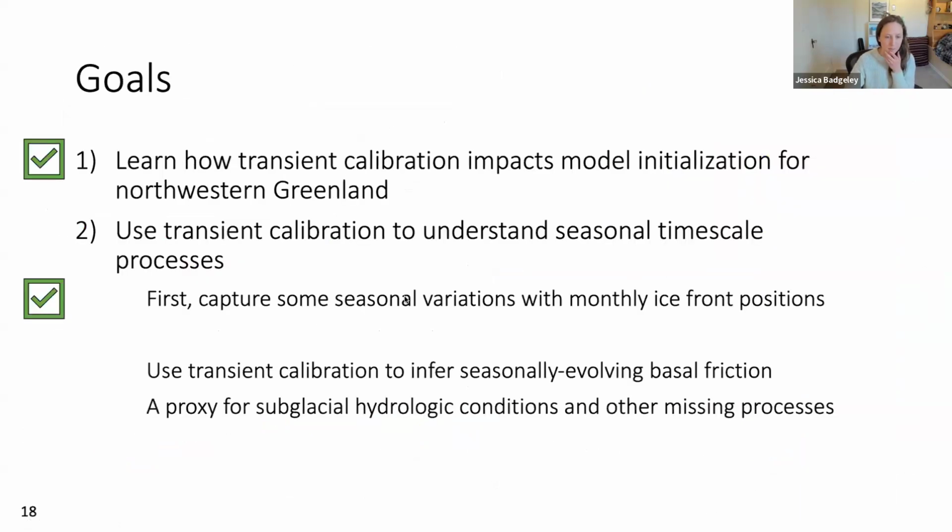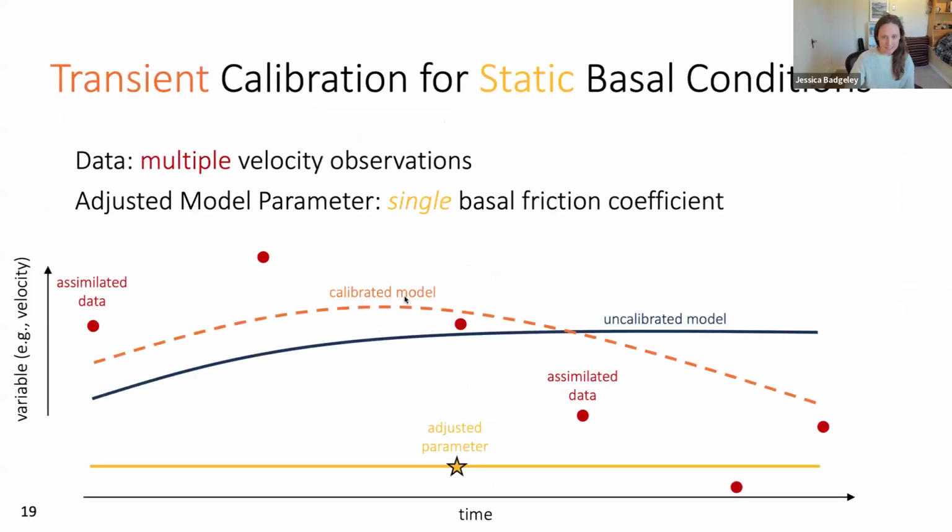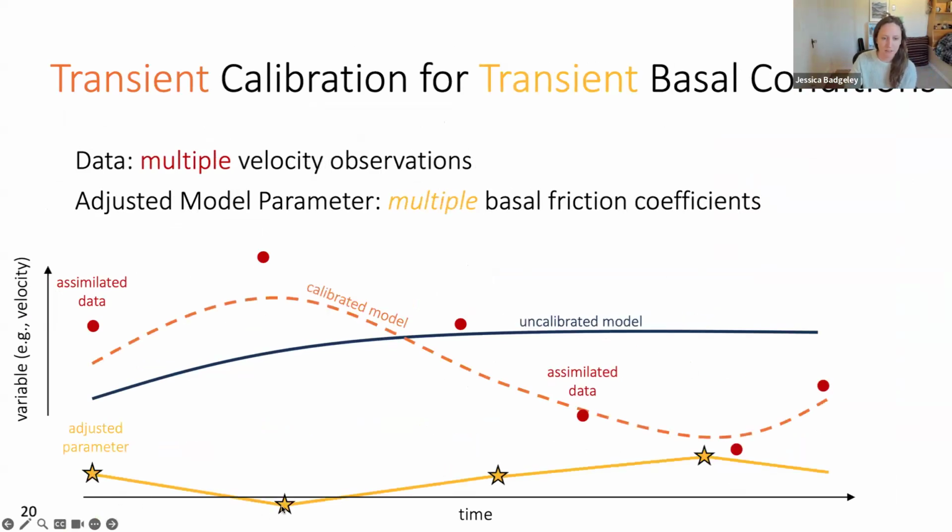Okay, so that captures some, but we also know that another process that's important is what's going on at the bed, and so we can actually use transient calibration to infer seasonally evolving basal friction and start to learn about what might be happening at the bed. And so instead of calibrating our model for a parameter that is constant in time, with transient calibration and this time-dependent information, we can actually calibrate a parameter that changes through time and fit the data much better. Now, of course, you want to be careful about doing this, but I think we have a pretty good reason for thinking that the basal friction should vary on a seasonal timescale.